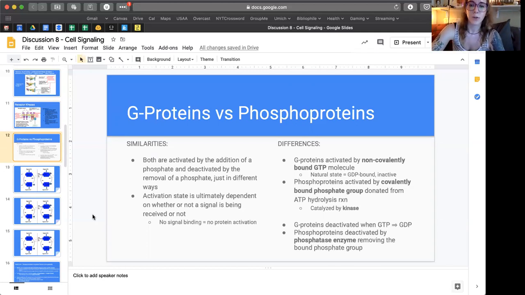And also, the G proteins will be deactivated when that GTP gets hydrolyzed back into GDP. Whereas with phosphoproteins, they require a phosphatase enzyme, which is going to cleave off that phosphate group that we added, and it's going to cause that to become inactive again.